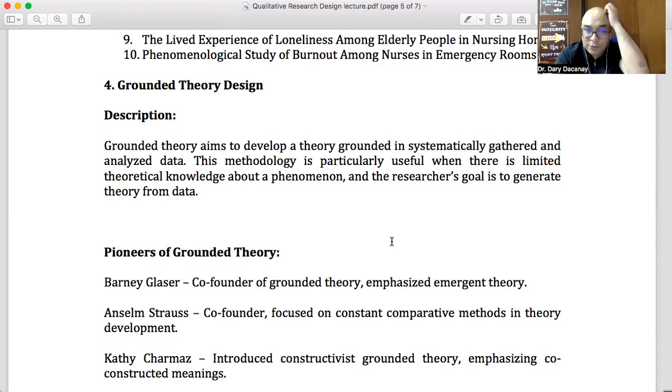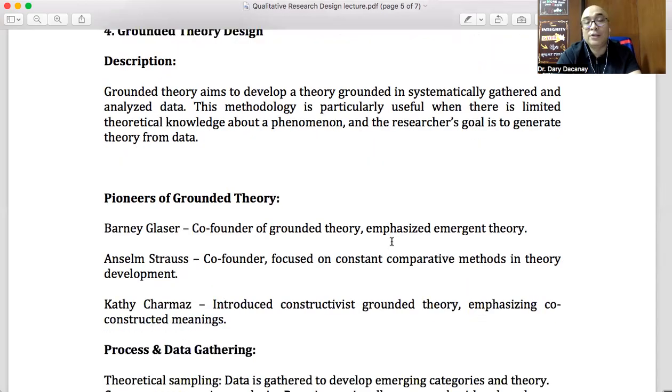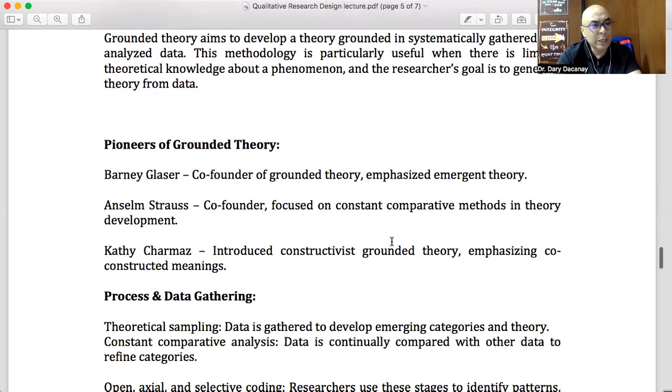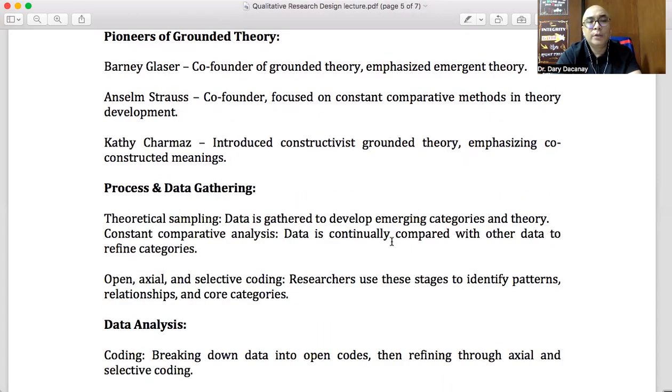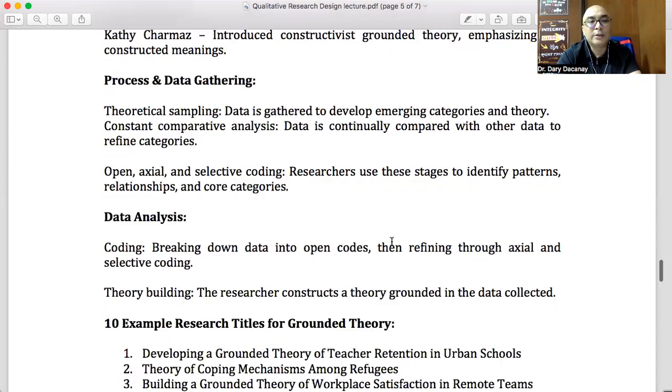So the pioneers of grounded theory would be Barney Glaser, Anselm Strauss, and Kathy Charmaz. Now, in the process of data gathering, there is theoretical sampling wherein the data is gathered to develop emerging categories and theory, and constant comparative analysis wherein the data is continually compared with other data to refine categories. You have the open, axial, and selective coding. Researchers use the stages to identify the patterns, relationships, and the core categories.